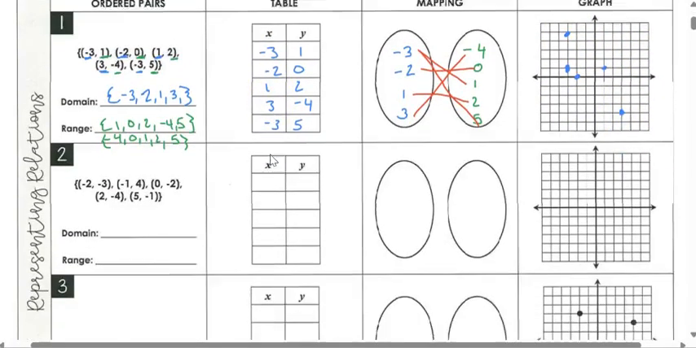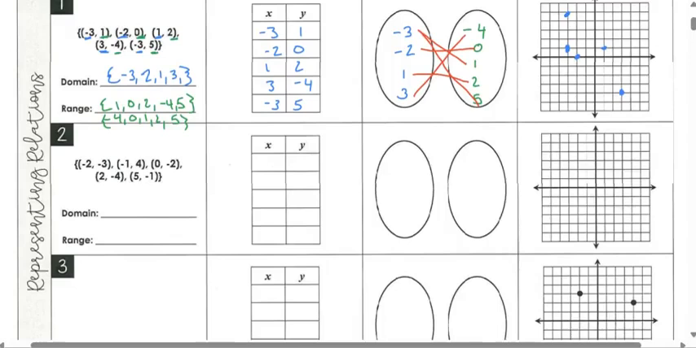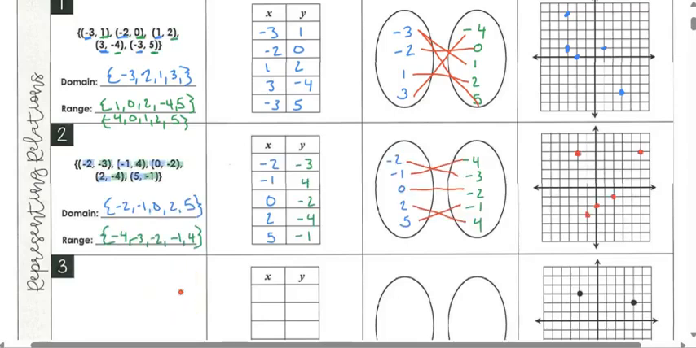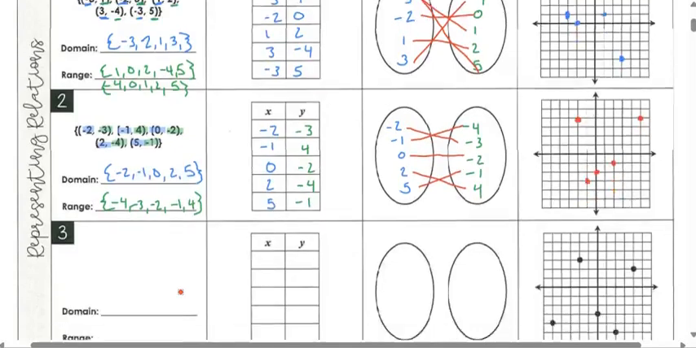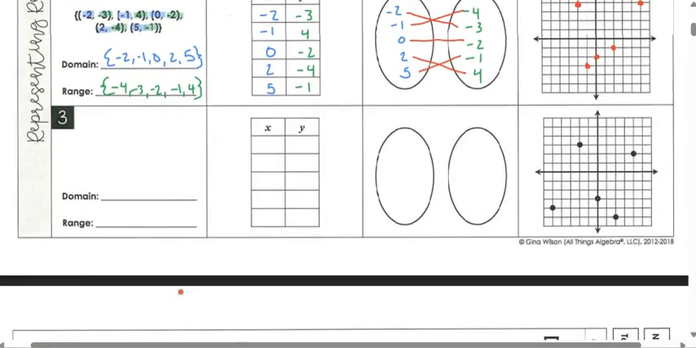So I want you to pause here and try number 2. Fill out the domain and range and then all the different ways that we can represent the relation. Your answer should look something like this. Now, the third one we're going to look at.